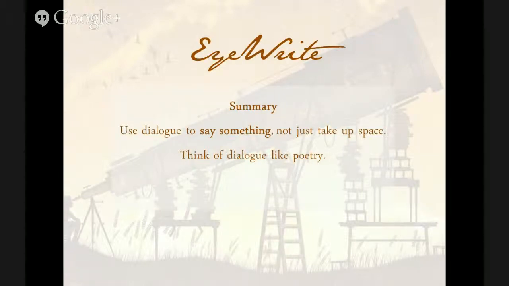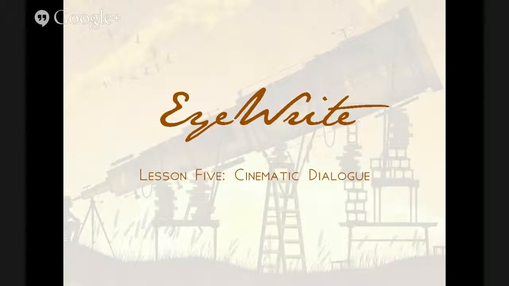You want to think very concisely, and you want to write very concisely, kind of like a poet would do with his or her poem. They don't just choose random words. They think really hard about the best word that would be for each line. So in the same way, think of your dialogue like poetry, and choose the best words and don't waste your words. So that summarizes our lesson on cinematic dialogue.